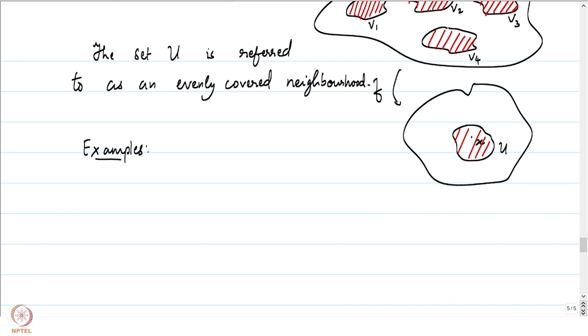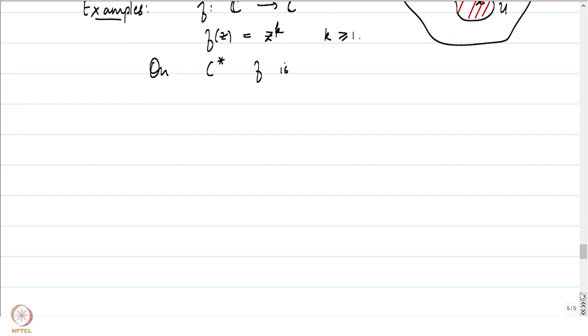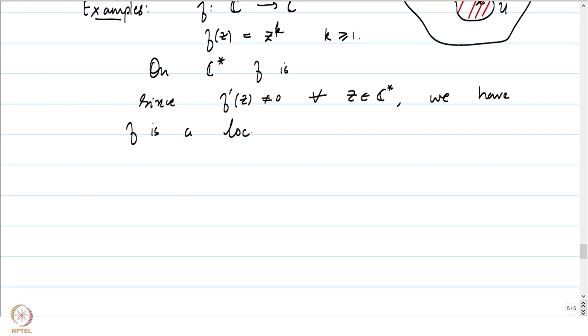The first example would be on C star. Consider the map F from C star to C star, where F of z is given by z to the power k, where k is fixed, so k greater than or equal to 1. Notice that on C star, F doesn't have its derivative vanishing at all. So in particular, by the inverse function theorem, every point does have a neighborhood where the function F is a biholomorphism when restricted to it. Since F prime at z is not equal to 0 for all z in C star, F is a local homeomorphism, in fact a local biholomorphism. A biholomorphism is just a holomorphic map with a holomorphic inverse.